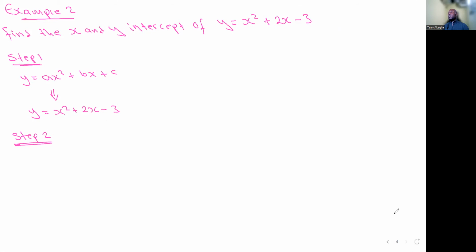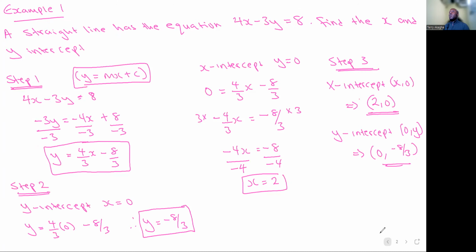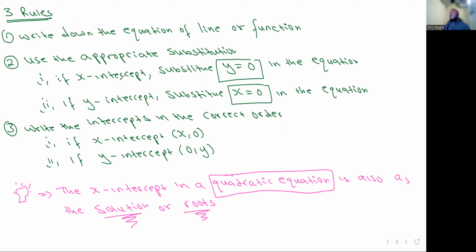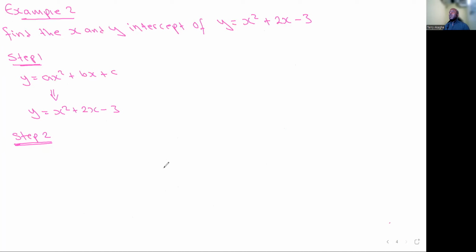Now, at step 2, the first thing that we're told that we need to do, if x-intercept, substitute y equal to 0. So that means we need to substitute y equal to 0. So anywhere we see y, we're going to put 0. So at x-intercept, we have y is equal to 0.